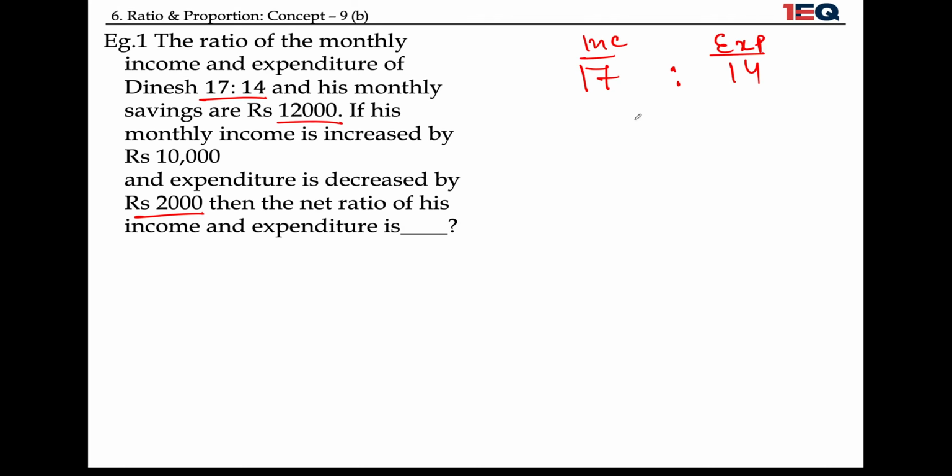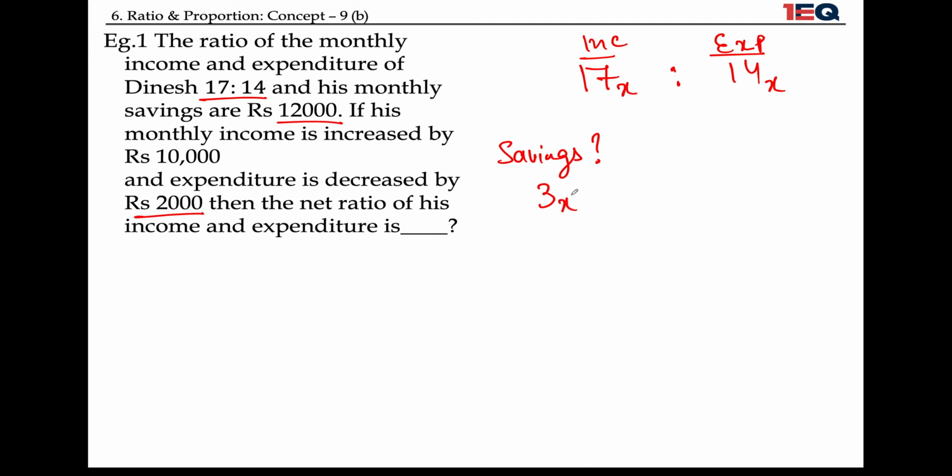I have two things over here. At the top of my head, if I tell you that the income is 17 rupees and the expenditure is 14 rupees, then what would be the value of savings? You would directly say it would be 3 rupees. So in such a case where you have the income, the expenditure and the savings, you can easily assume that this is 17x, this is 14x, and this is 3x.